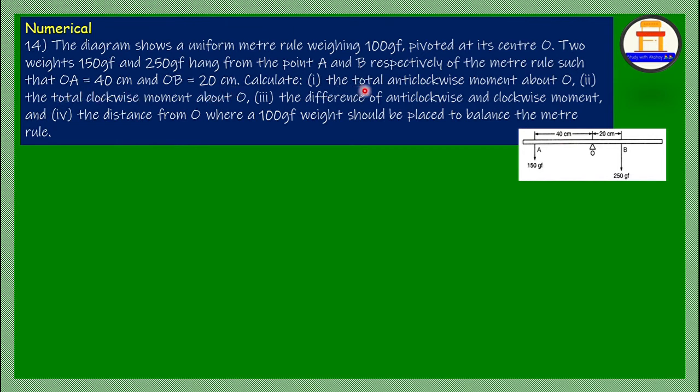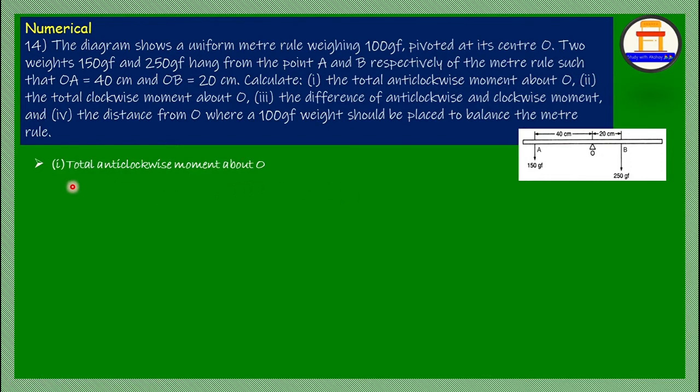Calculate: first, the total anti-clockwise moment about O. Second, the total clockwise moment about O. Third, the difference of anti-clockwise and clockwise moments. Fourth, the distance from O where the 100 GF weight should be placed to balance the meter rule. This is the diagram. Hope you all can see the diagram, right?